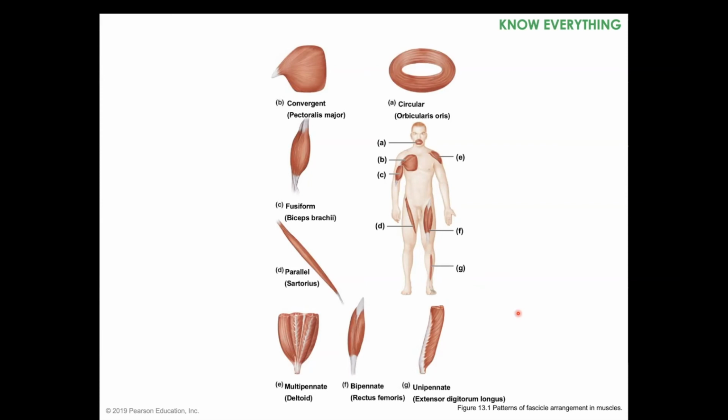And then pinnate muscle refers to the angle of the fibers within the muscle. You can have multiple angles or be multi-pinnate. You can have 2 angles or be bipinnate, or you can have 1 angle and be unipinnate.